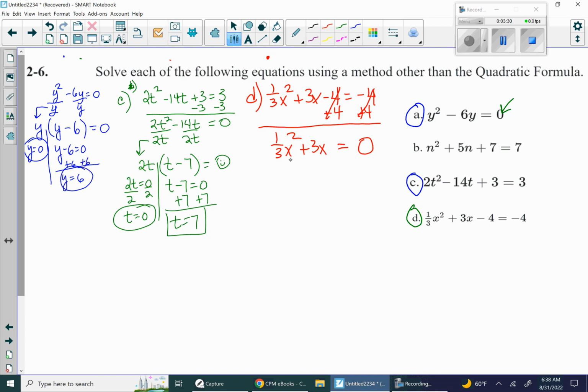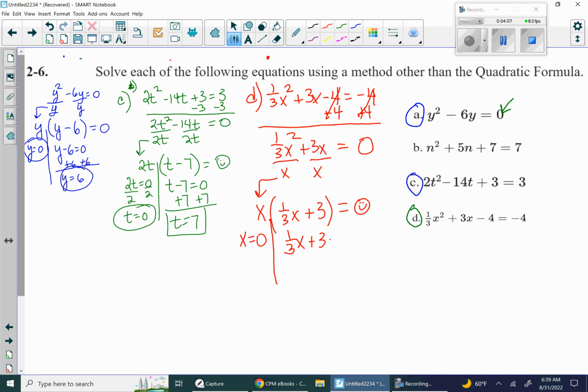Alrighty, so now 1/3 and 3, not a common factor in there, but I do have an x and an x. So I can take out the greatest common factor of x and use that reverse distributive property, and we get x times, and x squared divided by x just leaves me a 1/3 x right here. 3x divided by x just leaves me with a 3 here, and that equals 0. All right, which is what we want. We want that 0 over here whenever we have the zero product property. So I'm going to draw my line. I can have x equals 0 here. That's super easy. But then this little factor has to equal 0. And let's figure out how to do that.